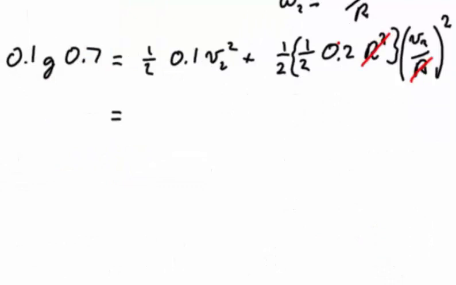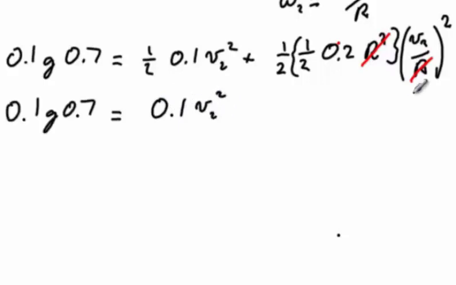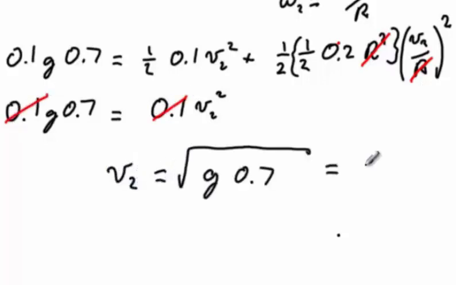On the right-hand side of the equal sign, we'll have 0.05 v squared plus another 0.05 v squared for 0.1 v2 squared. The 0.1's cancel, giving us the final result, 2.62 meters per second.